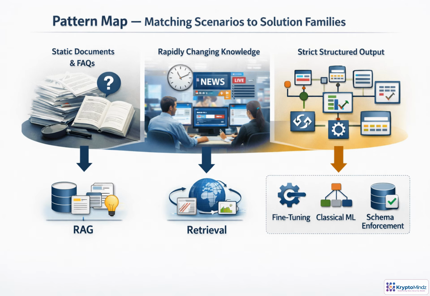Once you understand the information pattern, match it to a solution family. If knowledge is mostly static and inspectable, RAG is often the first candidate. If facts change quickly, retrieval at runtime matters more than memorizing them in the model. If output must follow strict fields, formats, or business rules, add structure through schema enforcement, classical ML, fine-tuning, or a hybrid. The goal is not to choose the fanciest method. It is to pick the failure mode you can control.